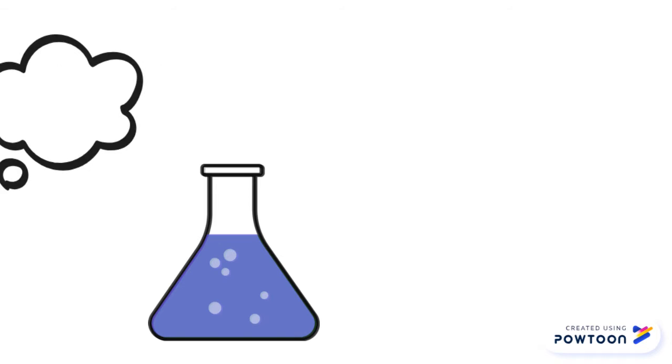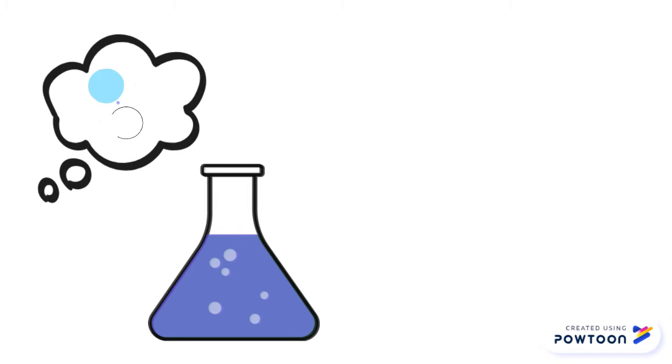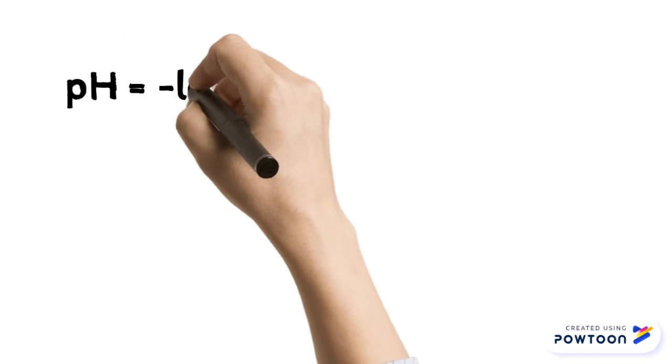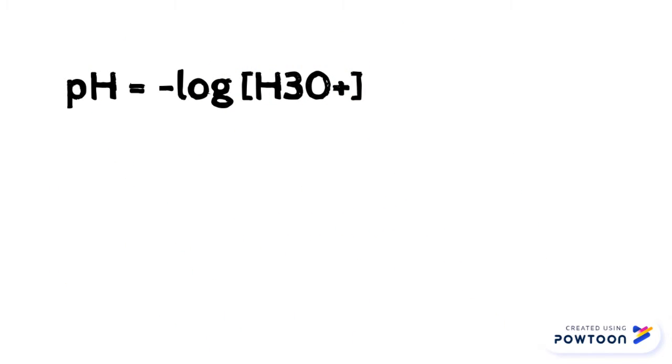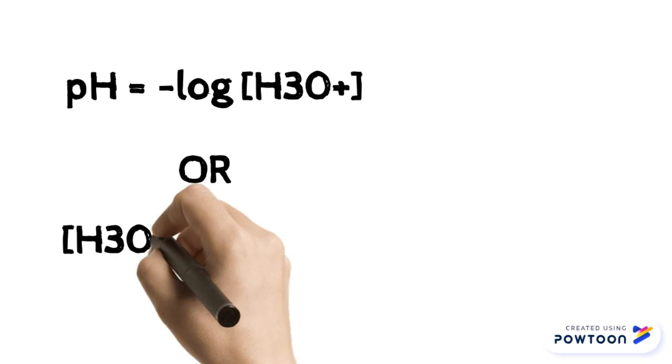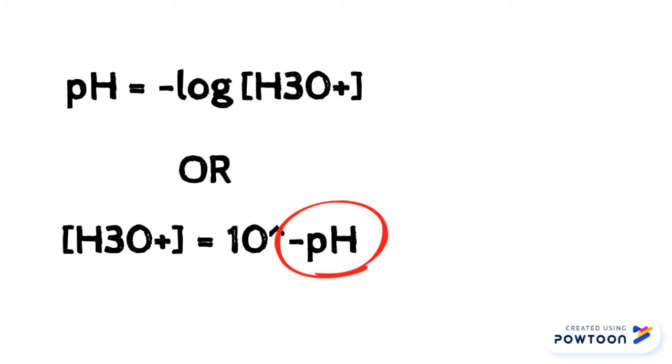But what about the actual pH or pOH? Calculating the actual pH or pOH of a solution requires another formula. The pH equals negative log of the H molarity. This can also be written as the molarity of H equals 10 to the power of negative pH. Thus, the absolute value of the exponent in scientific notation is the pH of that solution.